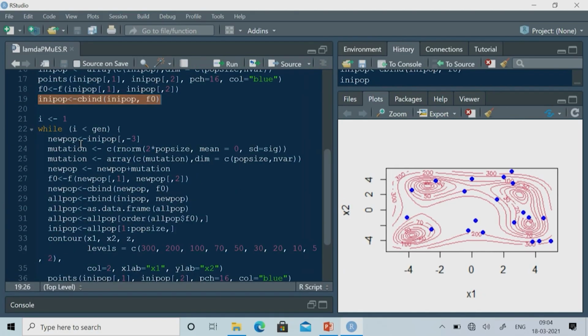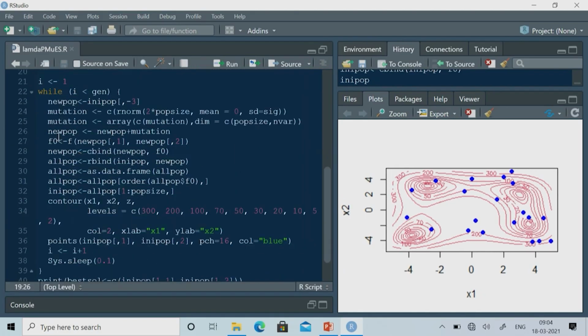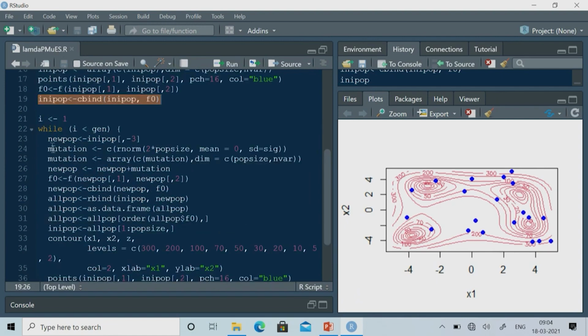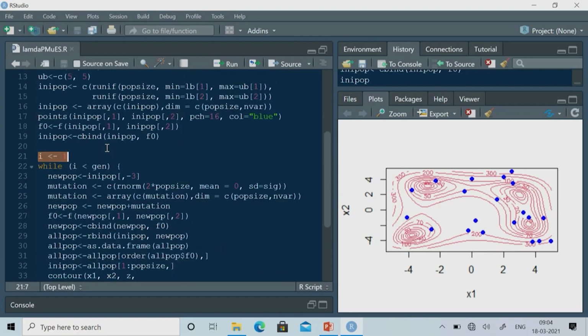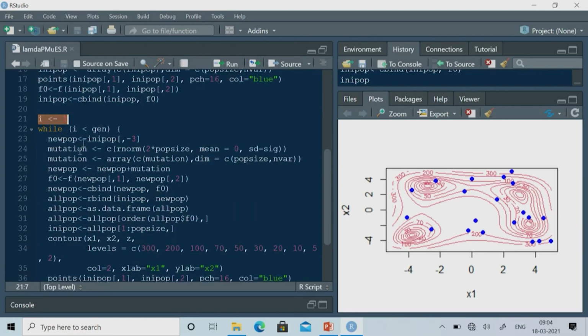Now I will start the iteration process. I have used a while loop here, that means while i is less than gen. I am putting i equal to 1 and then the while loop. This loop will continue while i is less than the generation. Generation I have put as 100 here. So it will go up to 99, or if I put i less than or equal to gen, then it will go from 1 to 100.